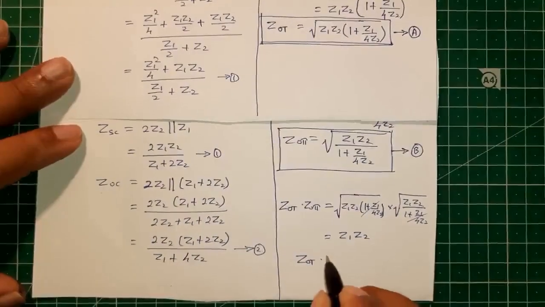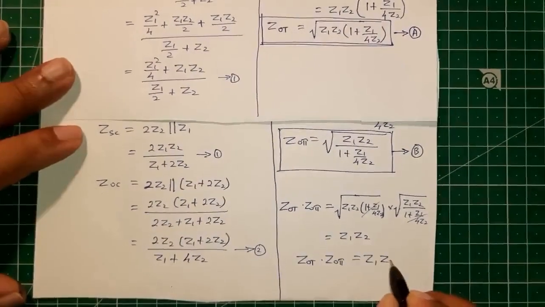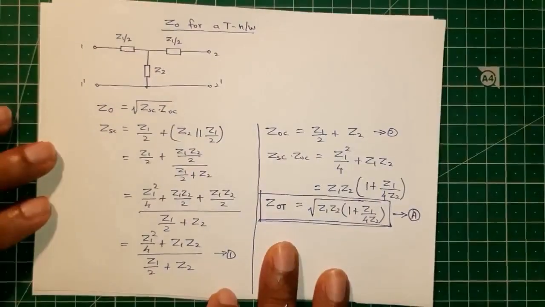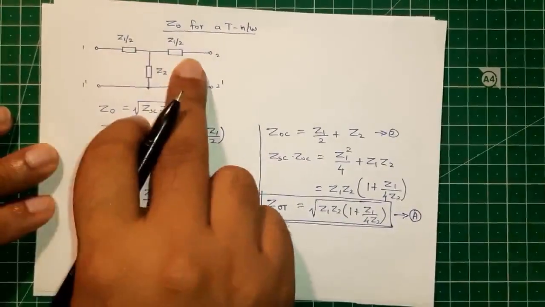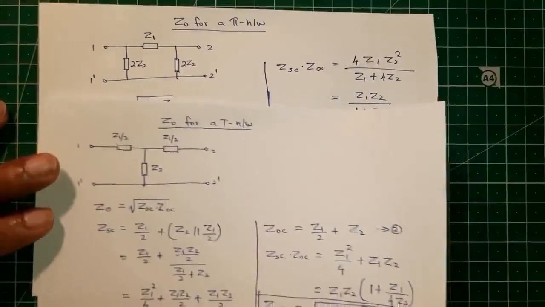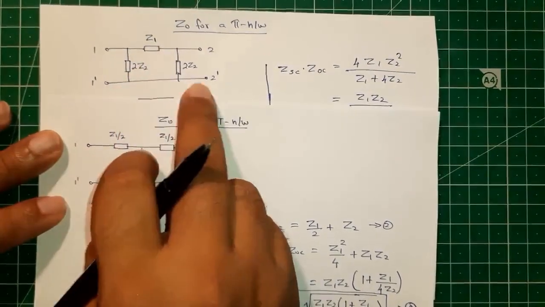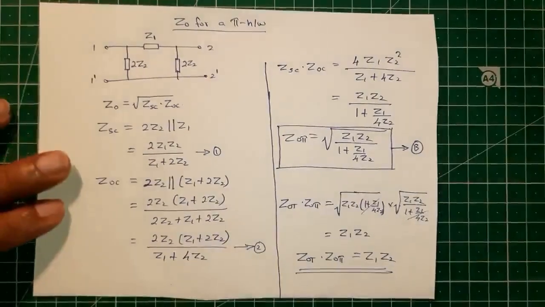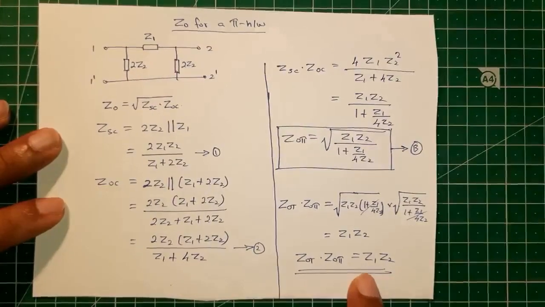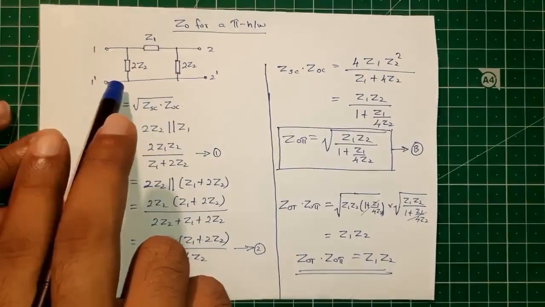So we get a strange relationship like Z0 T into Z0 pi is equal to Z1 into Z2. So this is for a T network whose total series sum impedance is equal to Z1 and total shunt sum impedance is equal to Z2, and for a pi network having the total series sum impedance is equal to Z1 and total shunt sum impedance is equal to Z2. We can establish a relationship like Z0 T into Z0 pi is equal to Z1 into Z2. That is the product of the total series sum impedance Z1 into the total shunt sum impedance Z2.